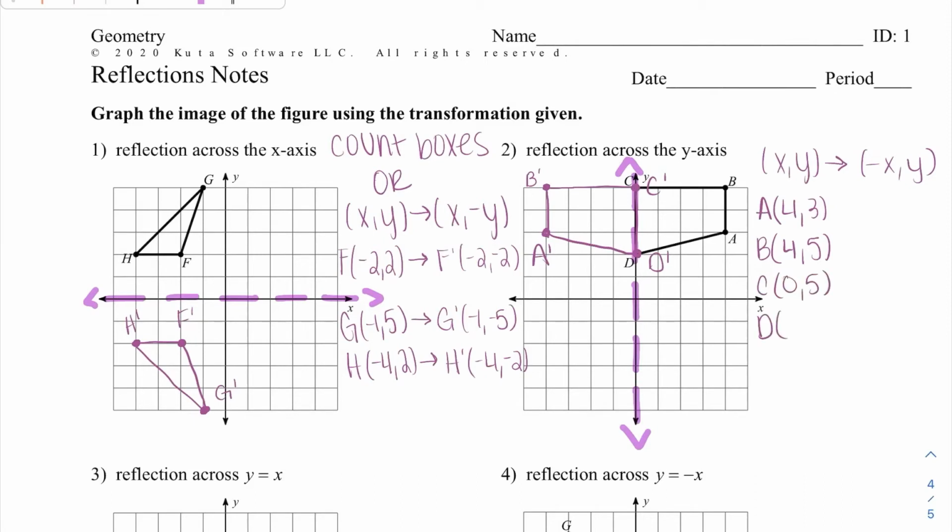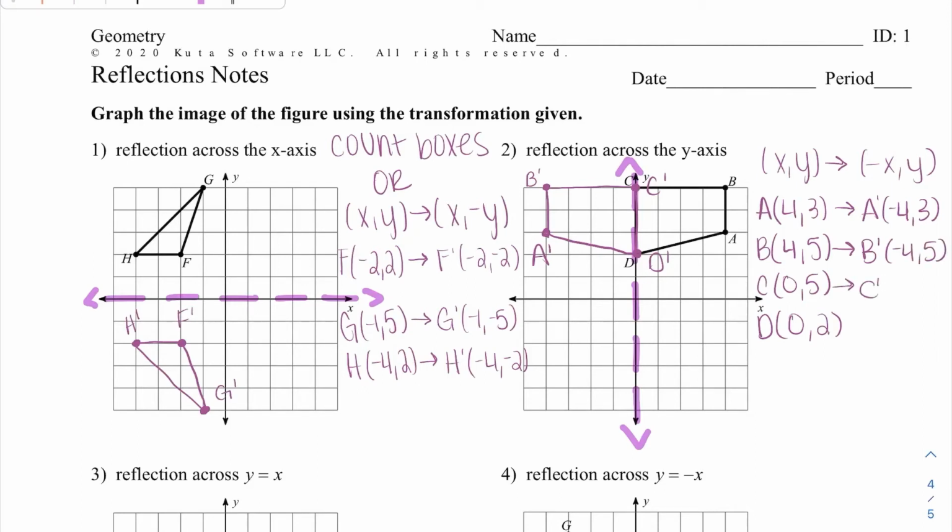And point D is the point 0, 2. So to apply the rule, we just need to change the sign, make the sign opposite for the x value of each coordinate. So A is going to change to negative 4, 3. B is going to change to negative 4, 5.